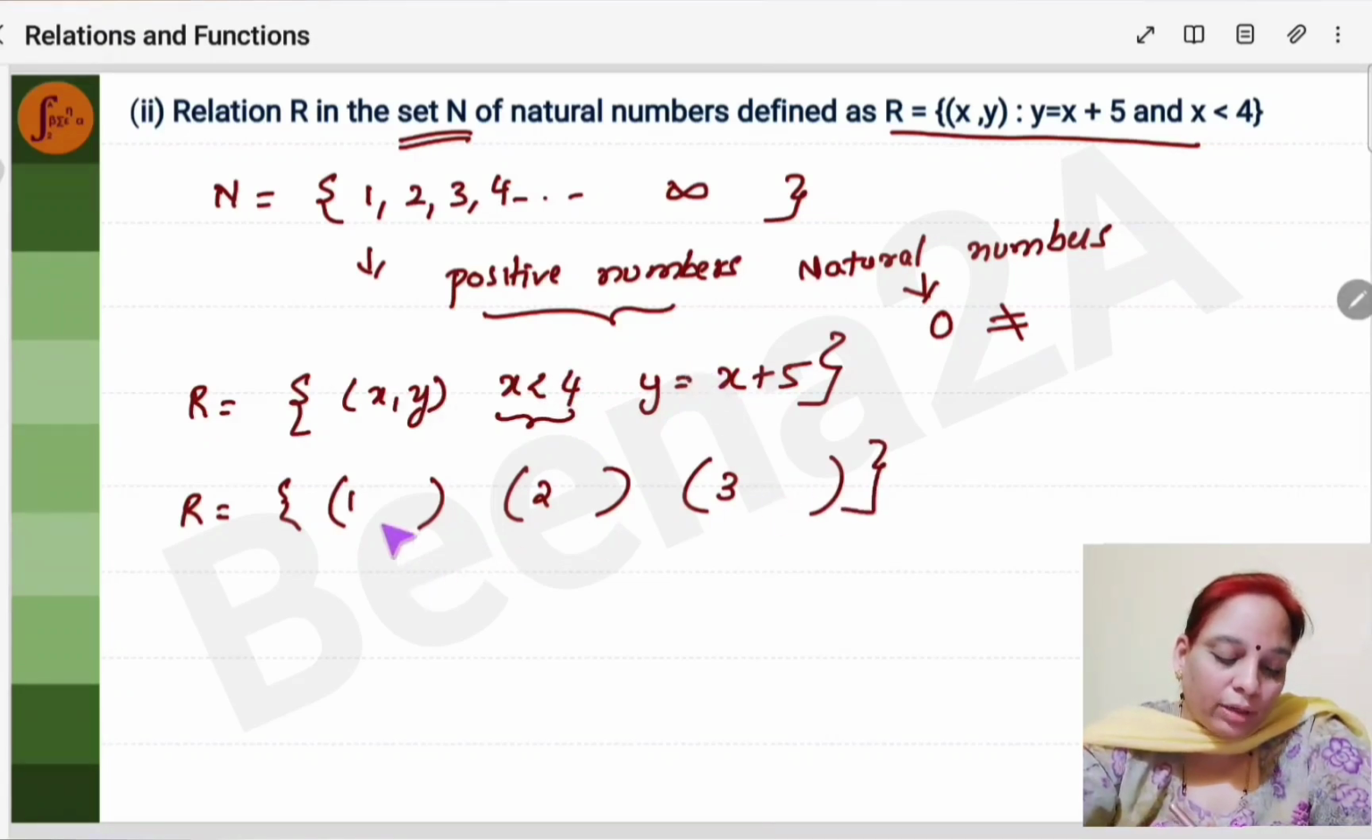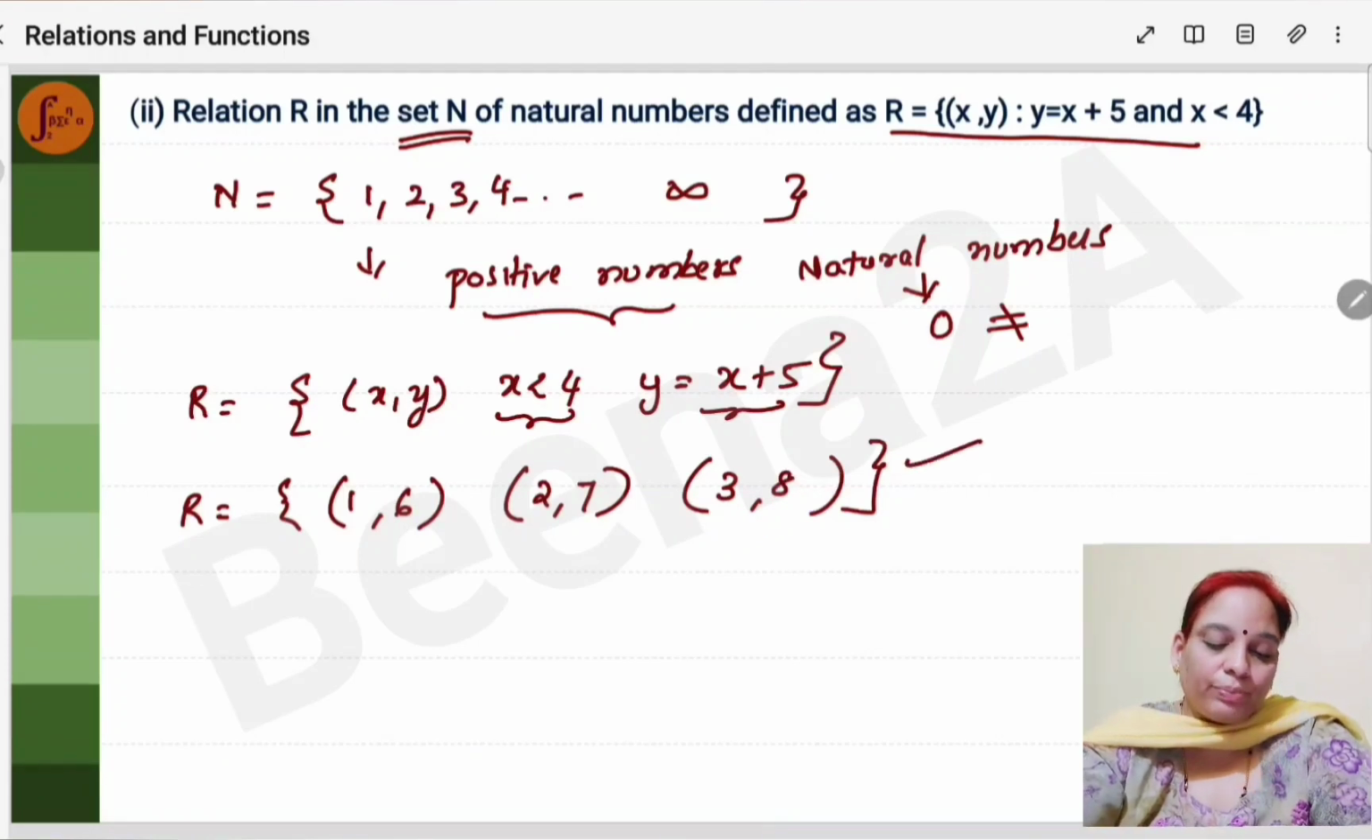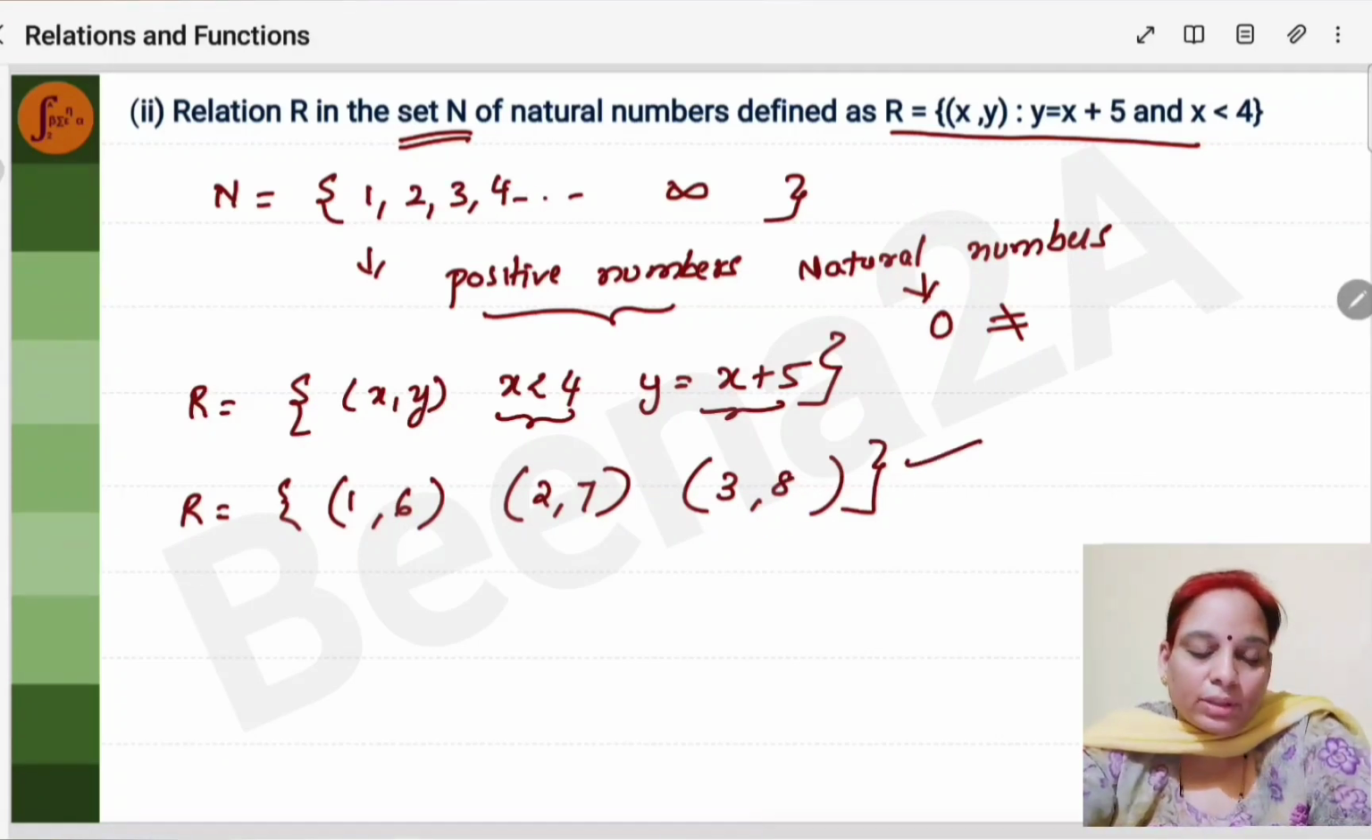Now we need to find the second element. What is the second element? It's given by the equation x plus 5. So you add 5 to x: 5 plus 1 is 6, 5 plus 2 is 7, 5 plus 3 is 8. So this is the relation. Now we'll have to find out if this is reflexive, symmetric and transitive.